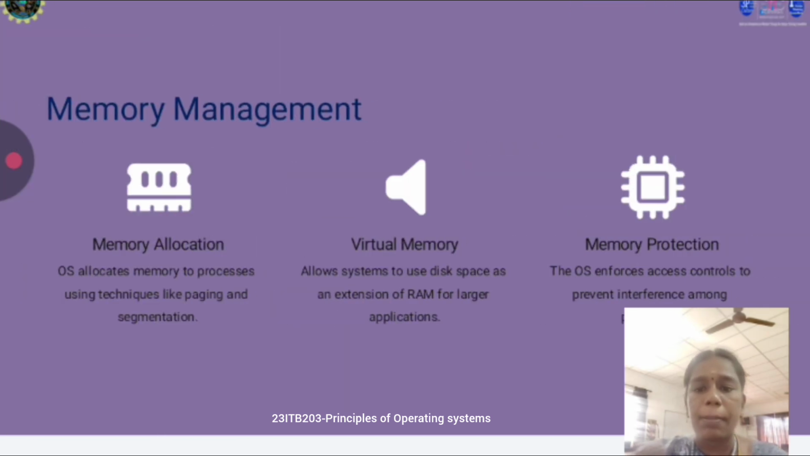And then next one, memory management. In memory management, we have three types, that is memory allocation, virtual memory, and memory protection. First one, memory allocation. The OS allocates the memory to the process using techniques like paging and segmentation. Second one will be the virtual memory. It allows the system to use the disk space as the extension of RAM for larger applications. Third one will be the memory protection. The operating system enforces access control to prevent interference among the processes.